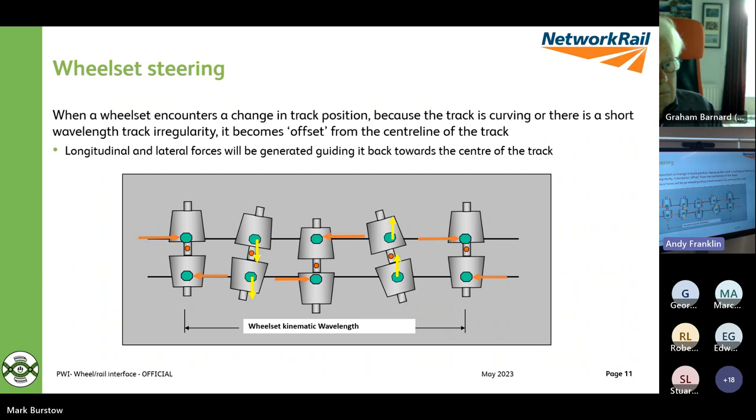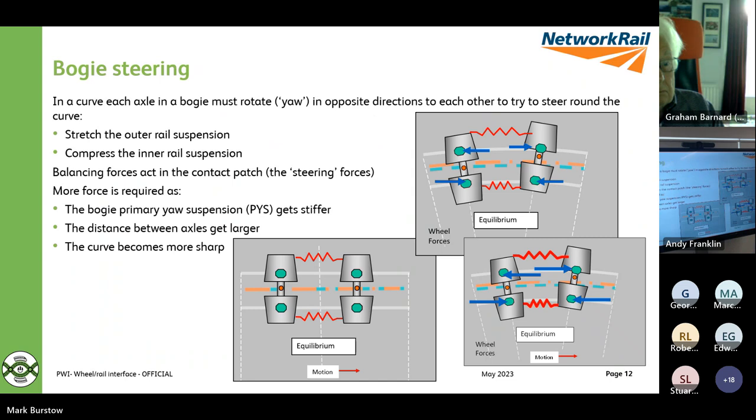So when you get that hunting motion, that side-to-side oscillatory motion, we start to get that yawing of the wheel set that generates a lateral force, and then it gets back towards its normal position, yaw motion in the opposite direction, and we get these varying forces steering it around the curve.